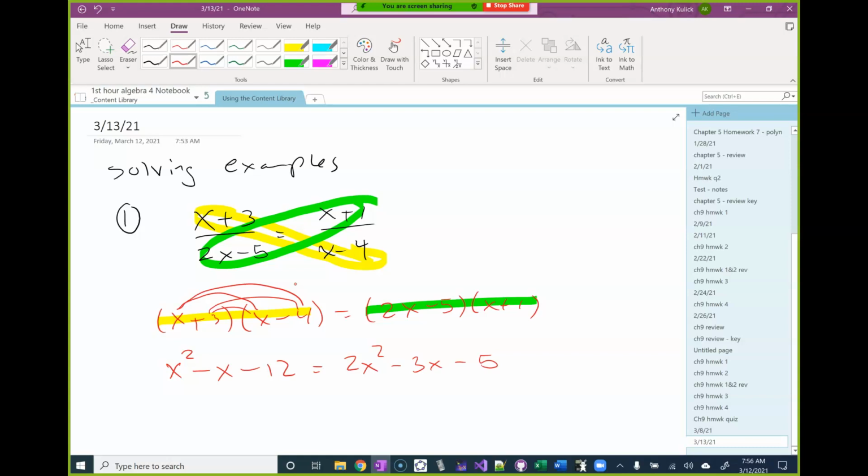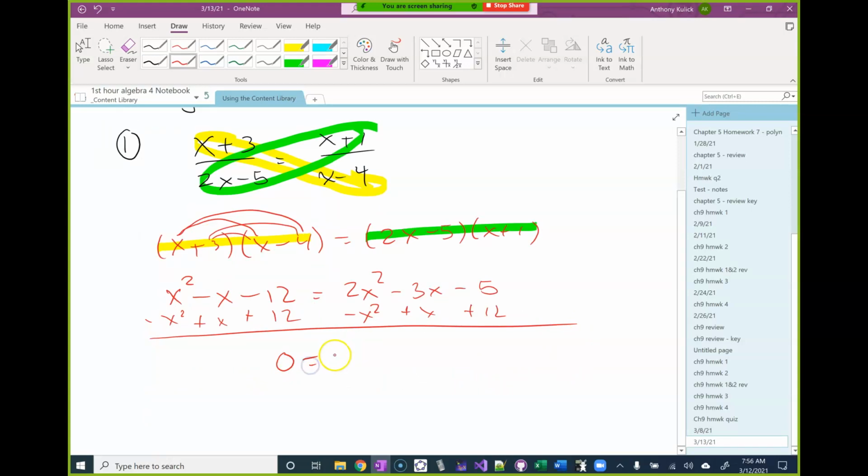Okay, so at this step, when I have these two polynomials equal to each other, what do I need to do next? Fraser? I don't know, is it like putting it all on one side? Good. Yeah, exactly right. We'll put everything onto one side. So we subtract the x squareds from both sides, we'll add the x to both sides, and then add the 12 to both sides. So I have a 0 over there. And what I'm left with this time is a quadratic equation.